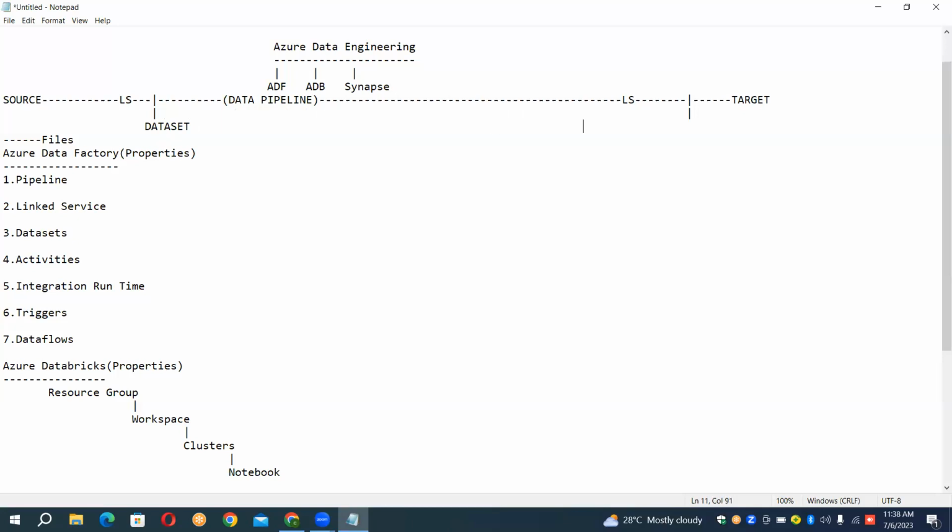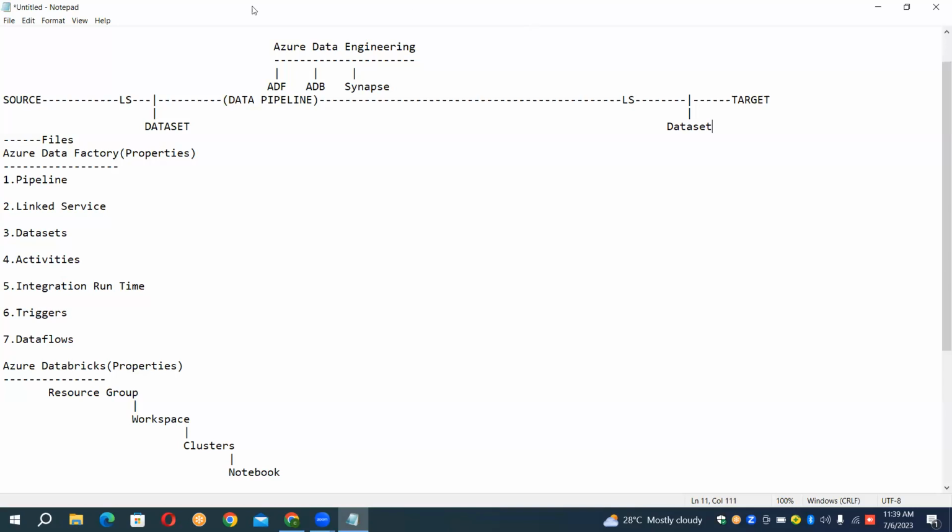Sir, I didn't get the relevance of the data set. I got the relevance of the pipeline and linked service, but why do we use a data set? A data set, a table, is used to ultimately do what? Store the data. That's it. To store the data, we require something. Now we are using tables here. That's a data set.